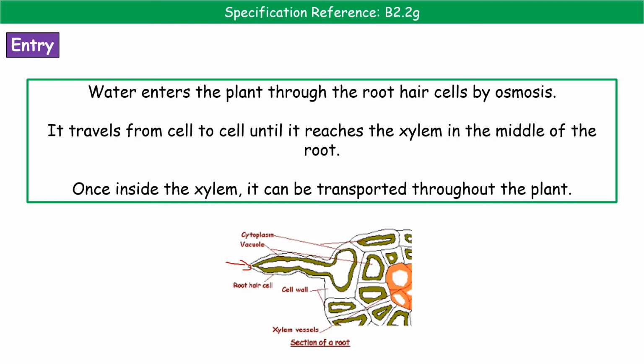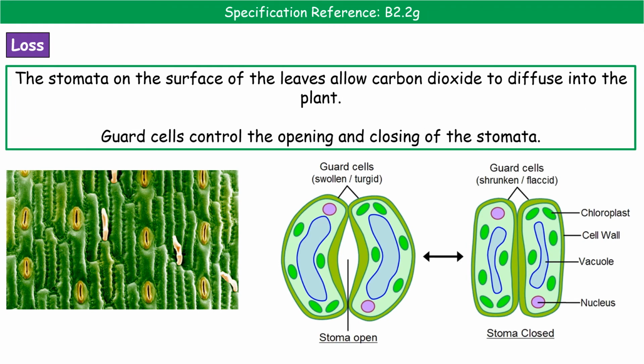Once the water has entered the root hair cell, it's then going to travel cell to cell until it reaches the xylem in the centre of the root. Once it gets to the xylem, it then travels through the xylem vessel throughout the plant. When it gets to the leaves, we need to know two key structures.